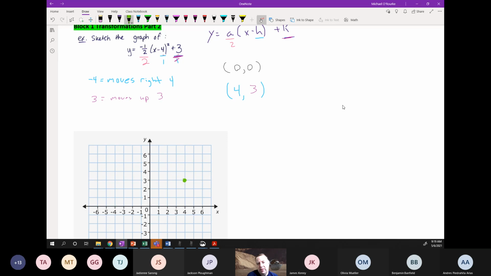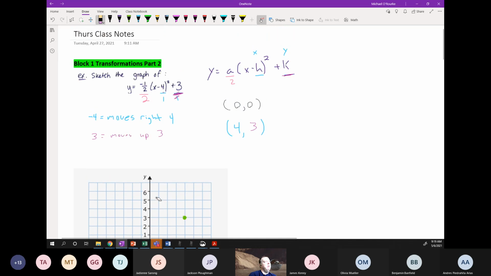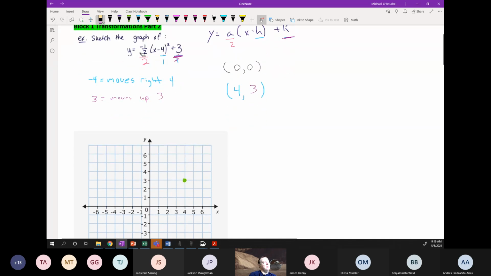Does that make sense to everyone? Y for yes, N for no, of how I found where my vertex is. So remember, the original vertex was right here, at 0, 0. And then we moved it 4 over to the right and up 3. So that's where my vertex is right there. Now I move to my a value.